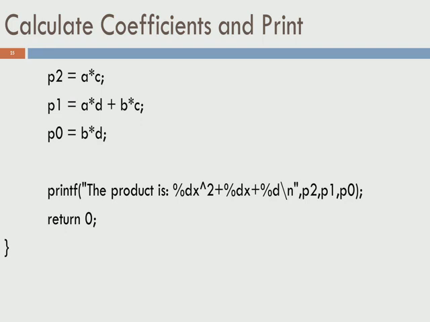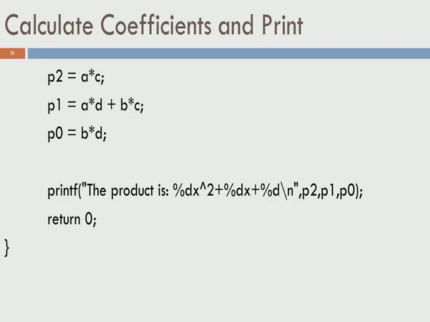The way to look at this line is, you do the operation a times c and the value is assigned to p2, which is on the left side. Then you have a times d plus b times c. You do this operation and you assign it to p1, and b into d is assigned to p0. At the end of these 3 statements, we expect p2, p1 and p0 to reflect that you have already taken care of the multiplication of the polynomial. And now you are ready to print, and the product is printed on the screen.